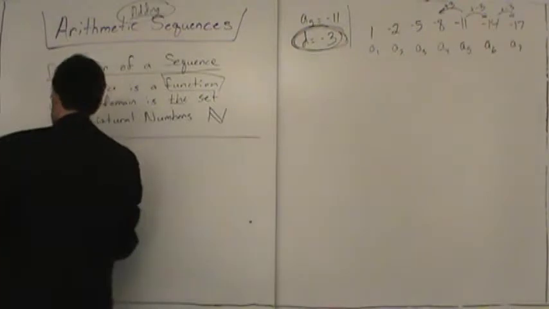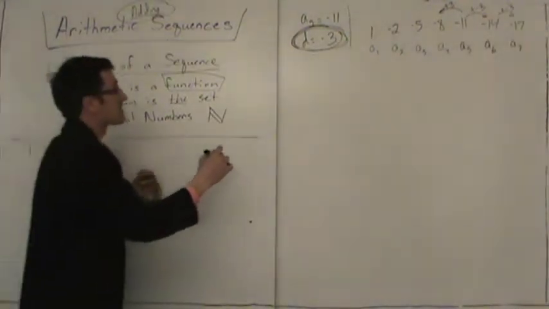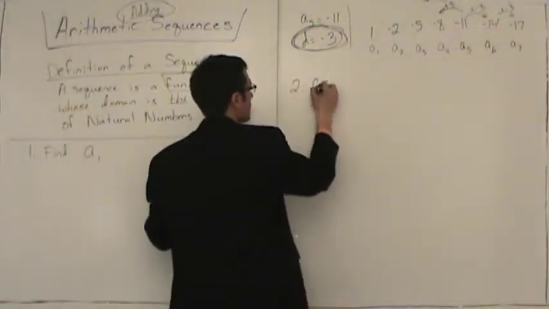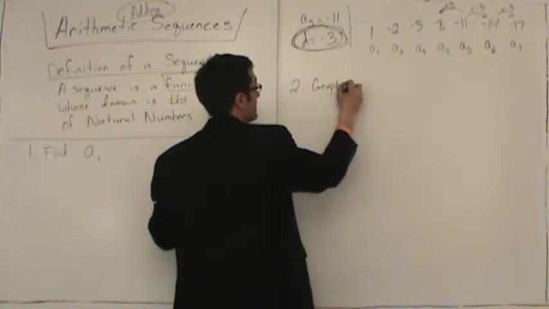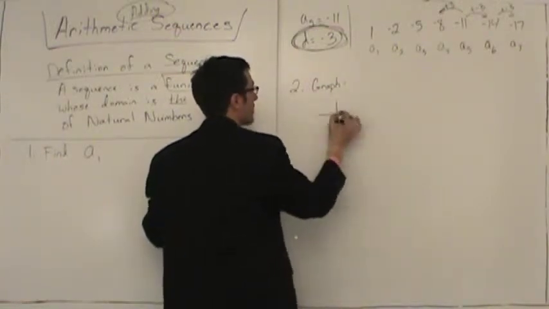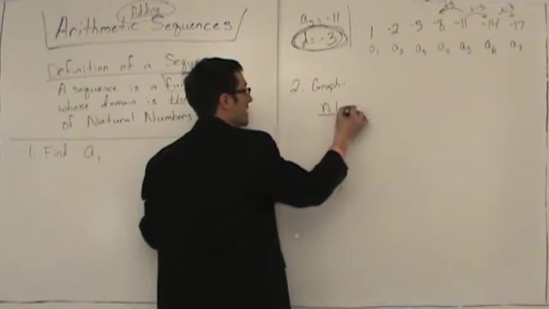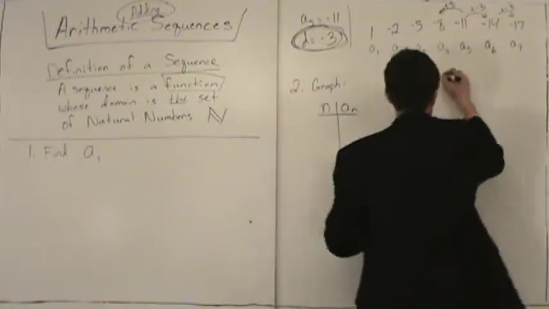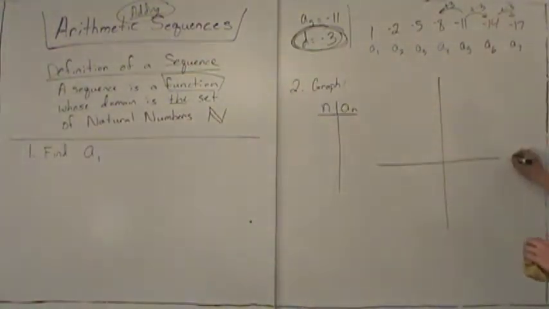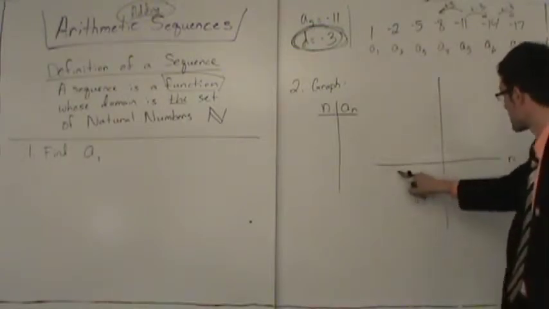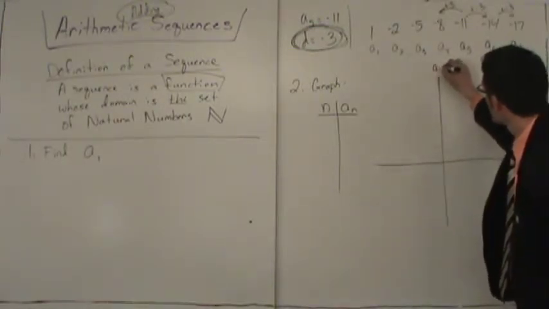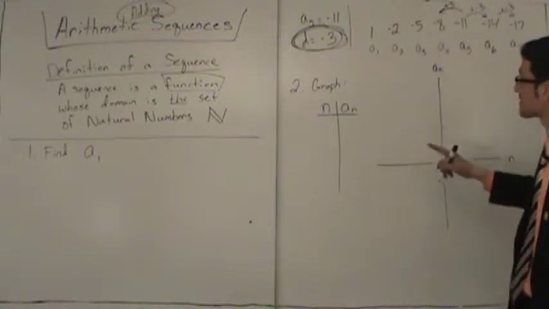So step 2, I'll write it here. Step 2 was to graph, and graphing includes t-tables. So we're going to make a t-table, reminding you we're not using x and y, we're using what? n and a sub n. Draw a graph. Okay, this is our n-axis. The x-axis is the n-axis, and we have a sub n here. So the y-axis is a sub n.